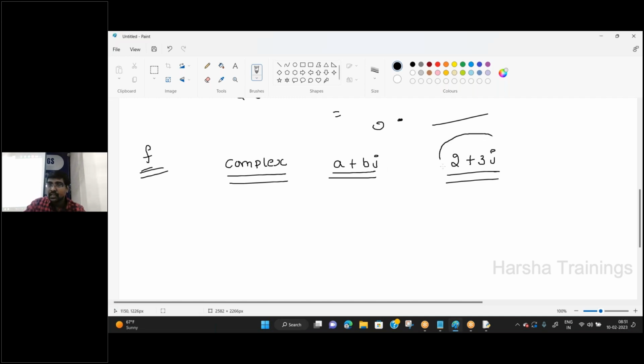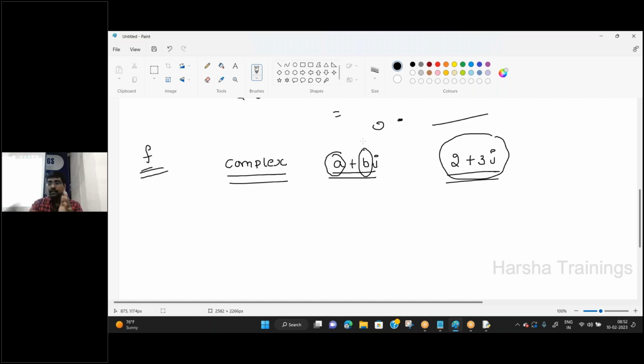2 plus 3j. Now, why am I asking the question before explaining this one? What is the question? Do you understand integer and float? Remember, here A is which data type? You can use integer data type. You can use float data type. B also, you can take integer data type. You can take float data type. That is completely your choice. You can use the combination also.